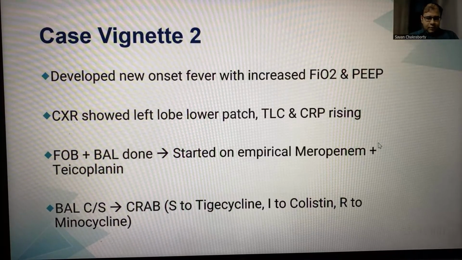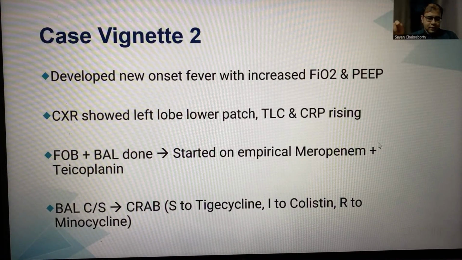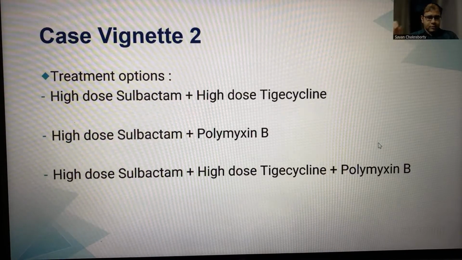A bronchoscopy was done. The patient was started on empirical meropenem and teicoplanin. The bronchoscopy culture showed intermediate to colistin and resistant to minocycline. Now, this is the data that is available to us. So what are the treatment options?